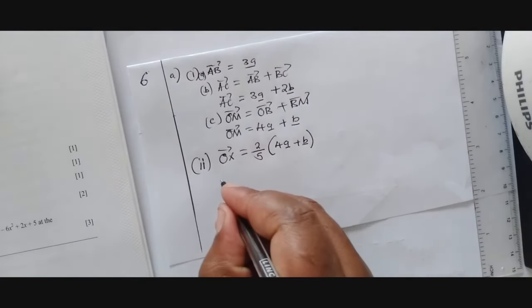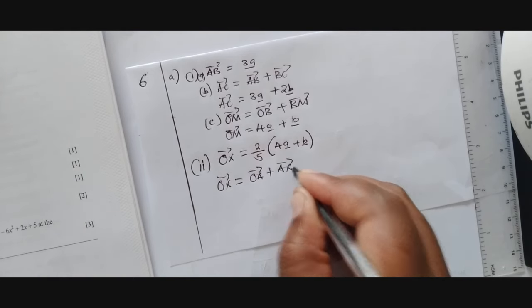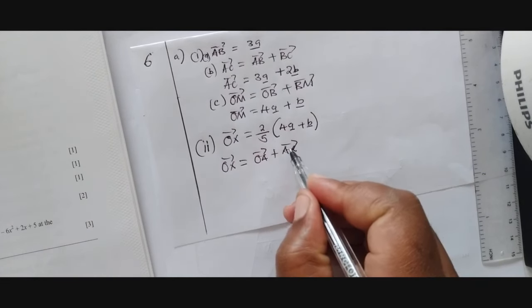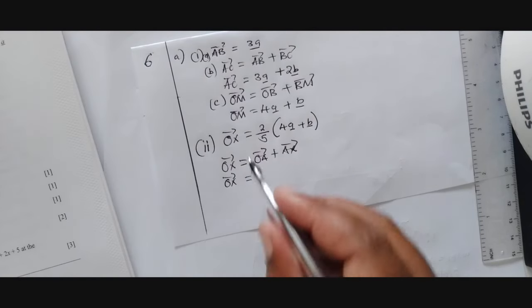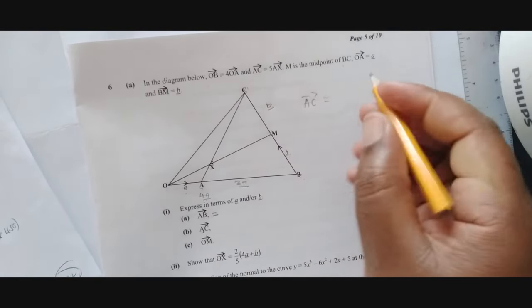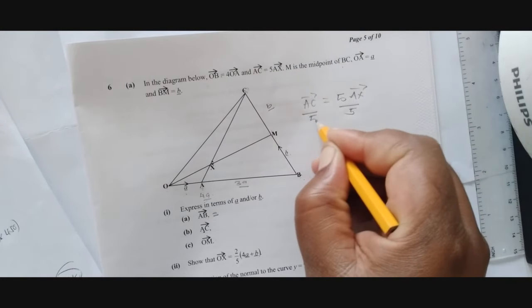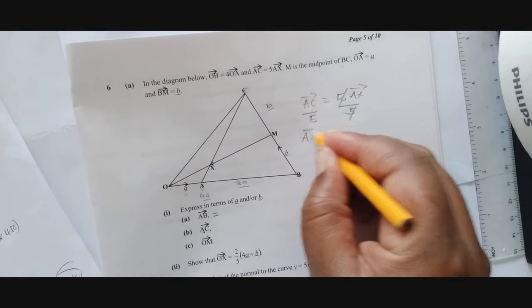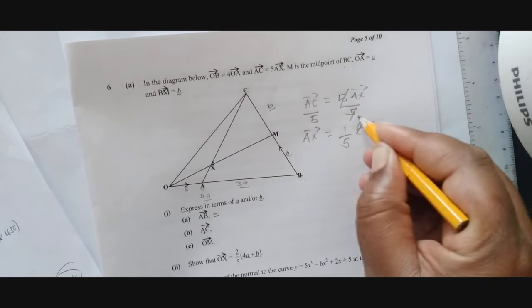So say OX is equal to OA plus AX. Okay? So now, what is OA? OA is A. Plus what is AX? AX we don't know, but we have this expression. We have been told that AC is equal to 5AX. Meaning that AX can be found by dividing by 5, divided by 5. This and this will cancel. So AX is equal to AC over 5, the same as 1 over 5 AC. Right? So that's what we are saying.